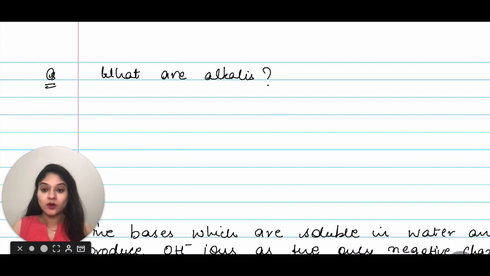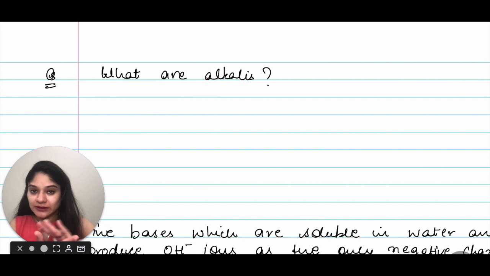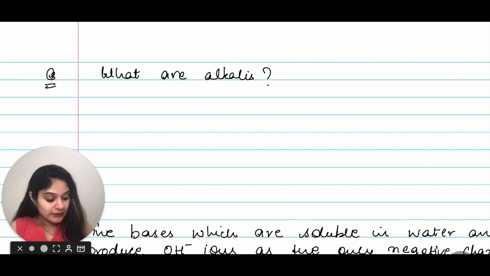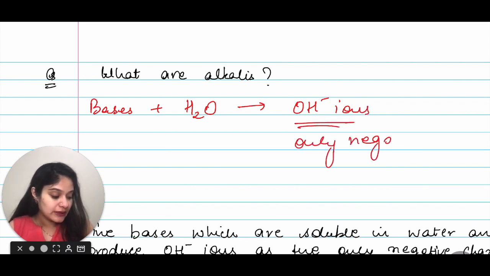Okay students, moving on to alkalis. Now what are alkalis? Alkalis are those bases which are soluble in water and which will give you OH negative ions as the only negatively charged ions. What does that mean? That means that not all bases are soluble in water. The bases which are soluble in water are called alkalis, but not all bases are soluble in water. So alkalis are bases which are soluble in water and which will give you OH negative ions as the only negatively charged ions.